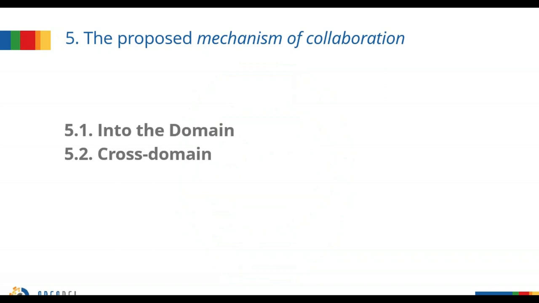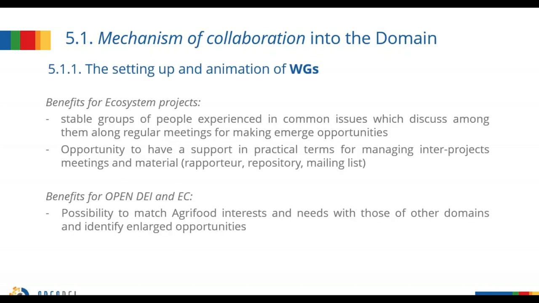The proposed mechanism of collaboration, I will present divided into two different points. A collaboration into the domain, in our case the agri-food domain, and a collaboration cross-domain. Next one. So, for collaborating into the domain, fundamentally is the setting up of an animation of working groups, intending with this term working group a stable group of people experienced in common issues, which discuss among them along regular meetings for making emerge opportunities.